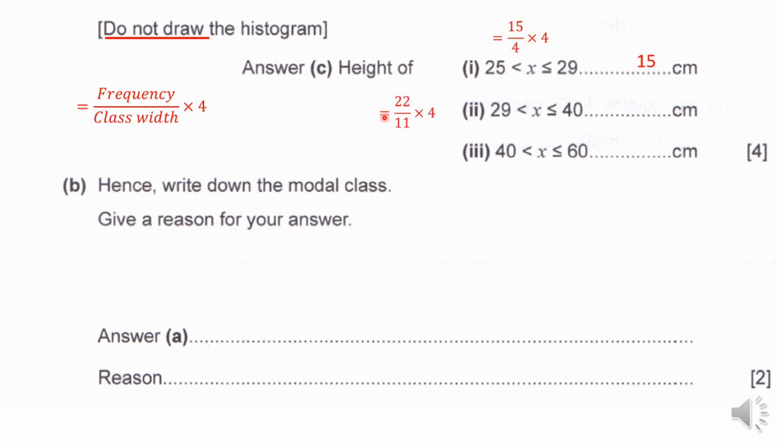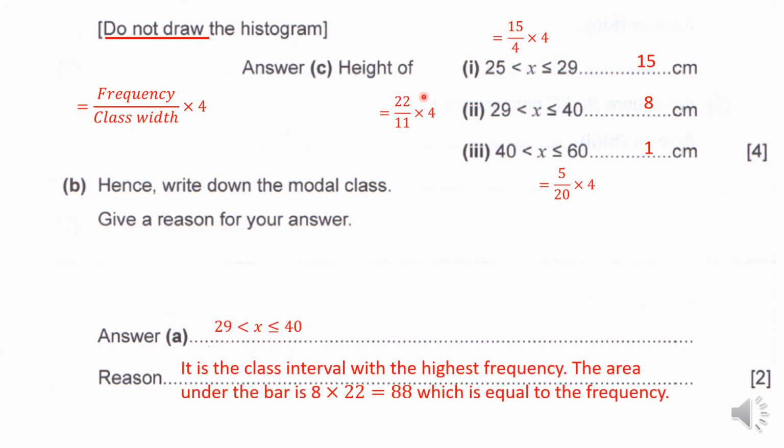The second one, we're going to have 22 over 11. The 11 you get from 40 minus 29, and the 22 is there as the frequency. That gives you 8 centimeters, and the last one gives you nothing but 1 centimeter. Write down the modal class. The modal class will be 29 to 40. Obviously that modal class is the class with the highest frequency, and when you do the area under the bar, it's going to be 88, which is equal to the highest frequency.